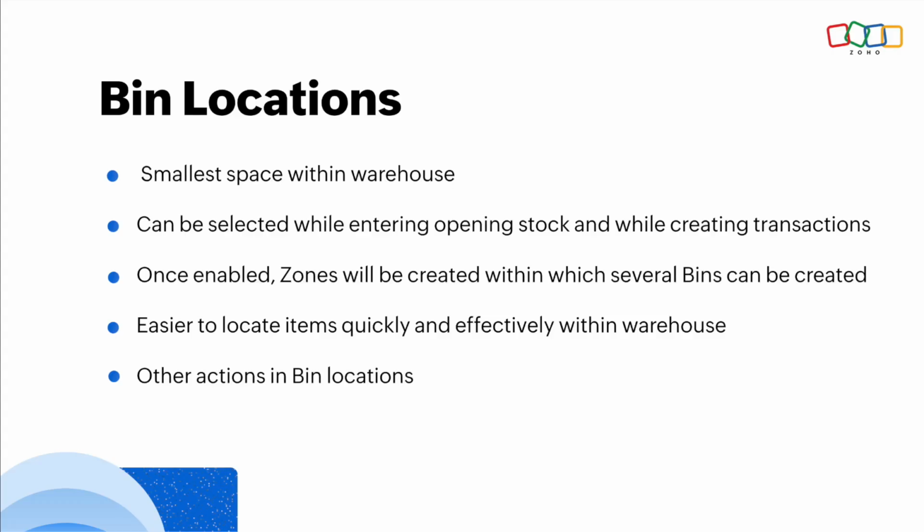So next is bin locations. Once we have created warehouses, let's say your warehouse consists of 4 different levels, and in each level you will have different storage bins. These storage bins will consist of different products inside them. Let's say in the first level you will have finished goods, in the second level you will have one set of spare parts, and in the third one you will have another set of raw materials or spare parts.